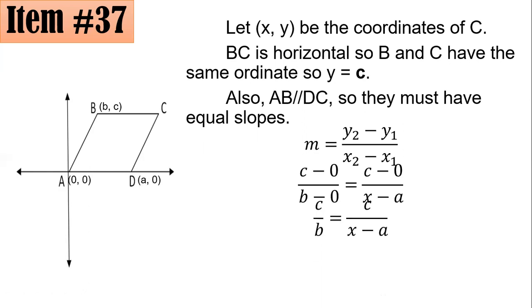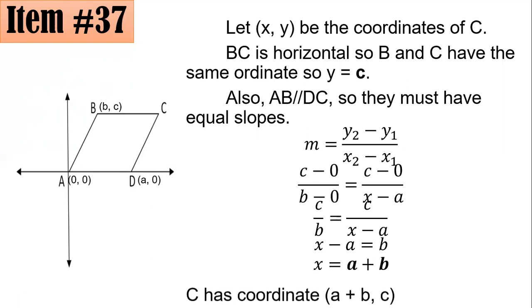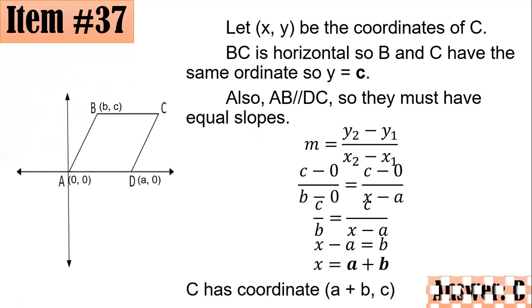Simplifying the left-hand side, we have c over b equals c all over x minus a. And since both of their numerators are c, then it follows that x minus a is in fact equal to b, meaning the denominators have to be equal. That's why I just made the shortcut. Adding a to both sides gives you x, which is a plus b. Hence, the x coordinate of point C is a plus b, and its y coordinate is c. Hence, the correct answer is (a + b, c), letter B.